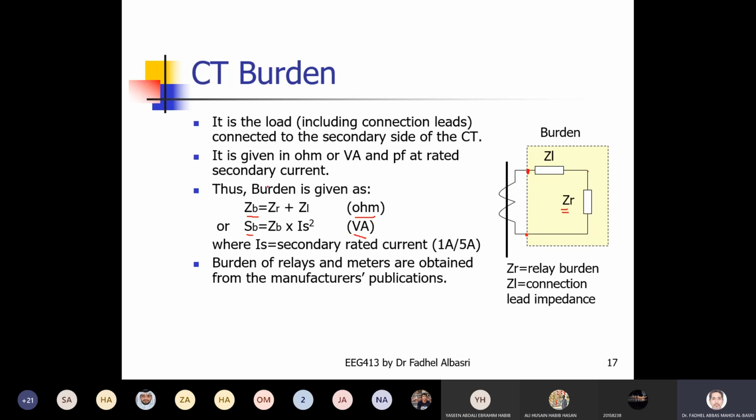volt ampere. If you multiply this impedance ZB by the rated secondary current squared, I secondary, and this is of course the current in the solid line, I primary. So if you take the secondary current, what is the secondary rated? When I say rated, it is either 5 or 1. 5 is for American standards and 1 is for European standards. So I can convert this from ohm to volt ampere by multiplying by the rated secondary current of the CT.